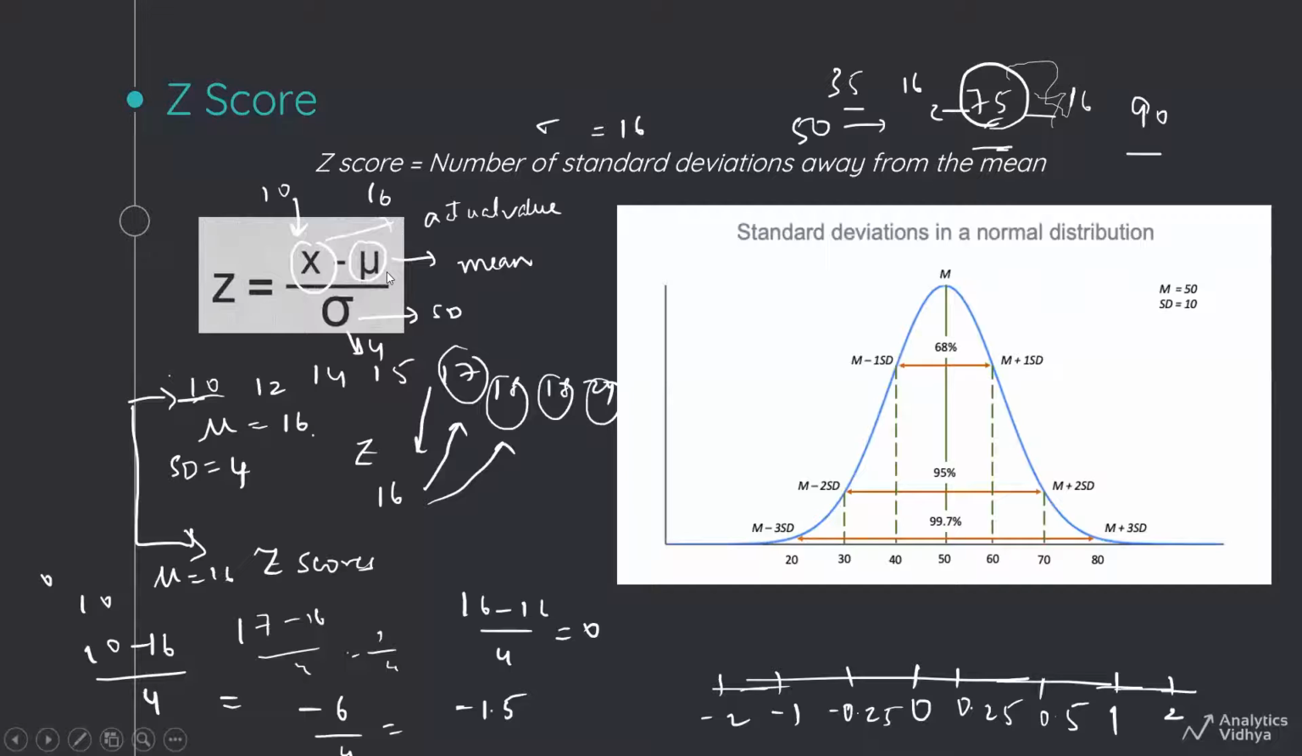Coming back to this point, once we have the data distribution at hand, like in this case 10, 12, 14, 15, we map it to a standard scale which is -2, -1, preferably -1 to +1.